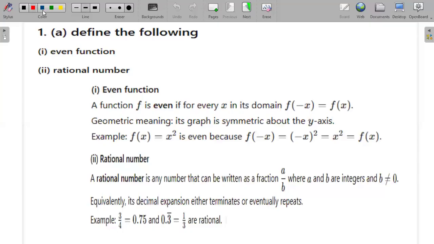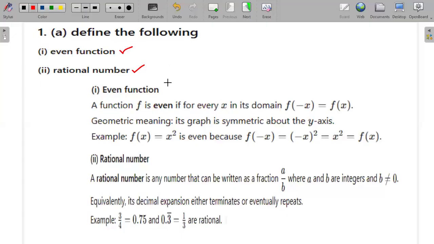All right, so let's begin from question one. So question one, they're saying define the following. Okay, define the following, and then they've put even function and rational number. So what is an even function?